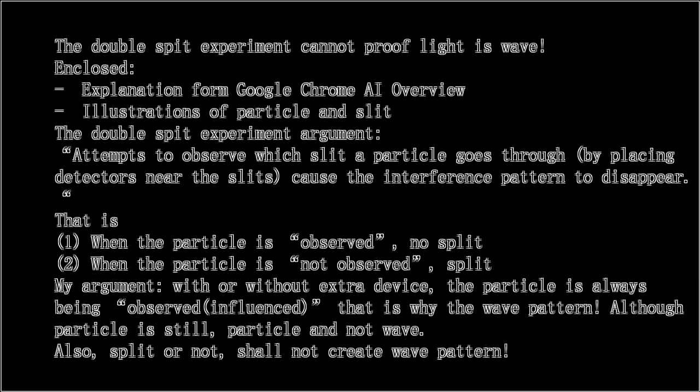detectors near the slits cause the interference pattern to disappear. That is, 1. When the particle is observed, no split. 2. When the particle is not observed, split. My argument: with or without an extra device, the particle is always being observed, influenced, that is why the wave pattern, although the particle is still a particle and not a wave. Also, split or not, it shall not create a wave pattern.